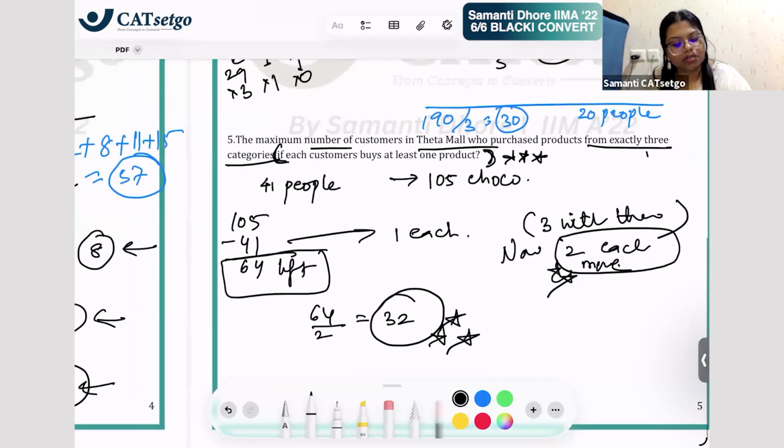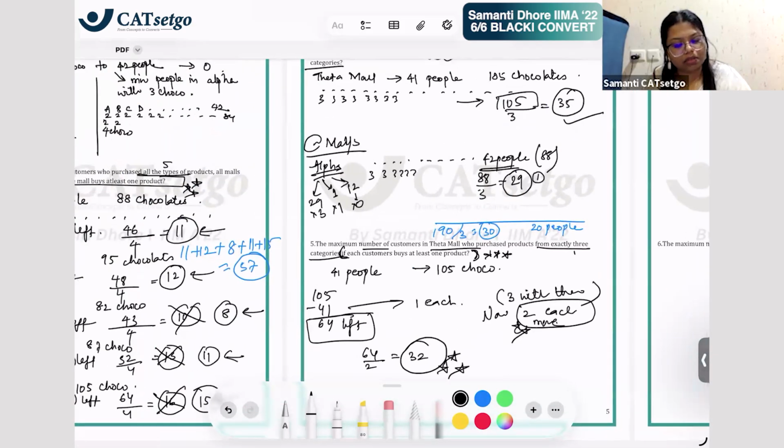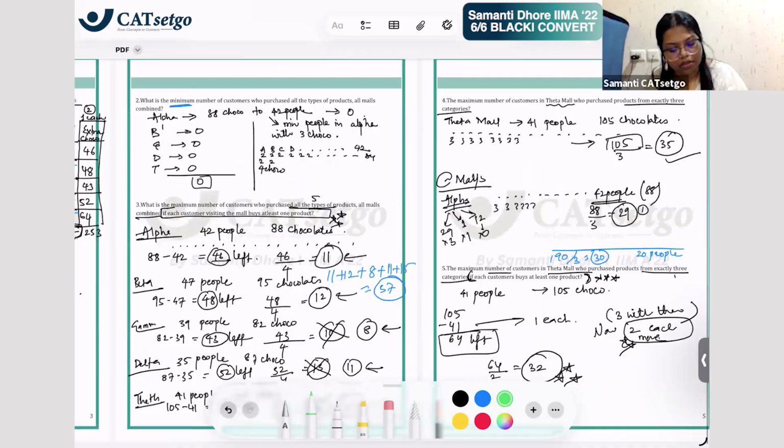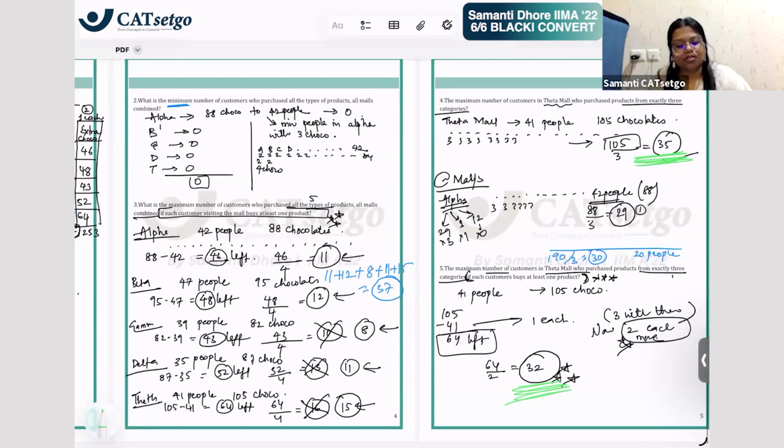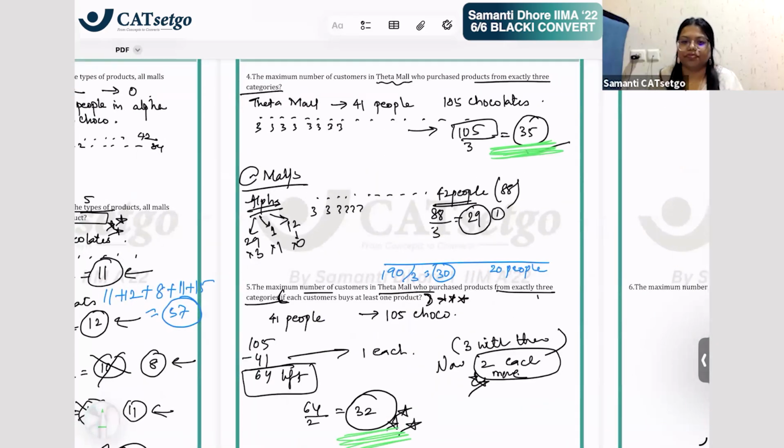Earlier, what was the answer? Earlier, the answer was 35, na? 35, Theta Mall. The answer was 35 with no condition. And now you put a condition, so the answer is 32. Right? Lesser than that. Yeah? So this is where your question is. Right? So you're like, okay, in method of extras.